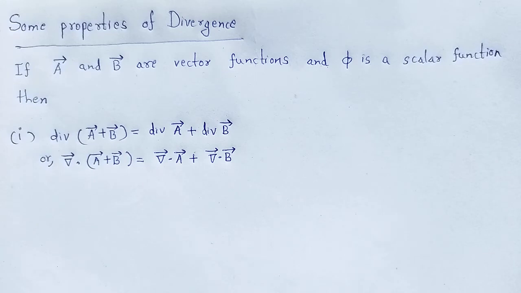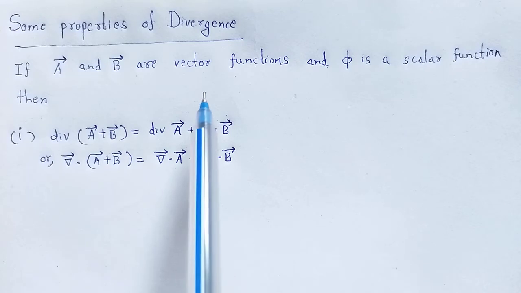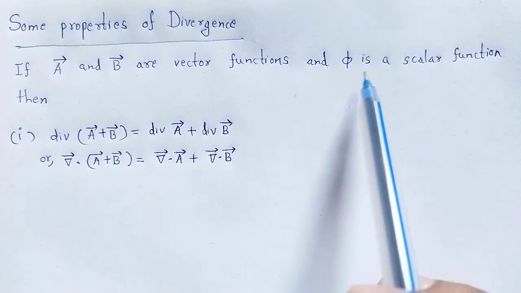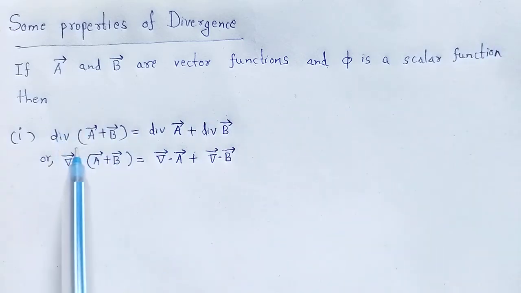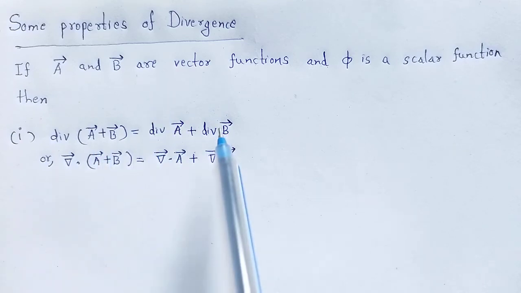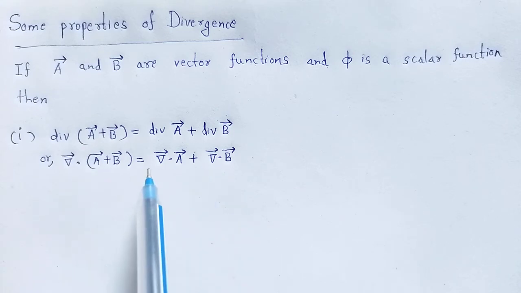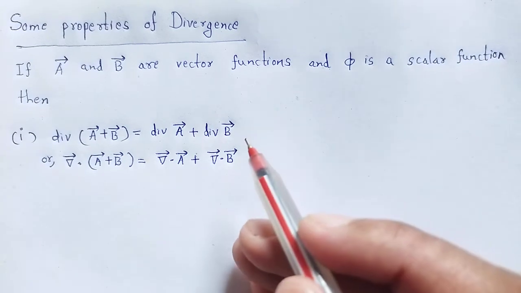In this video, we are going to discuss some properties of divergence. Let's begin. If a vector and b vector are vector functions and phi is a scalar function, then the divergence of a plus b is equal to the divergence of a plus the divergence of b. That is the written form, that is grad dot a plus b is equal to grad dot a plus grad dot b. Let us prove.